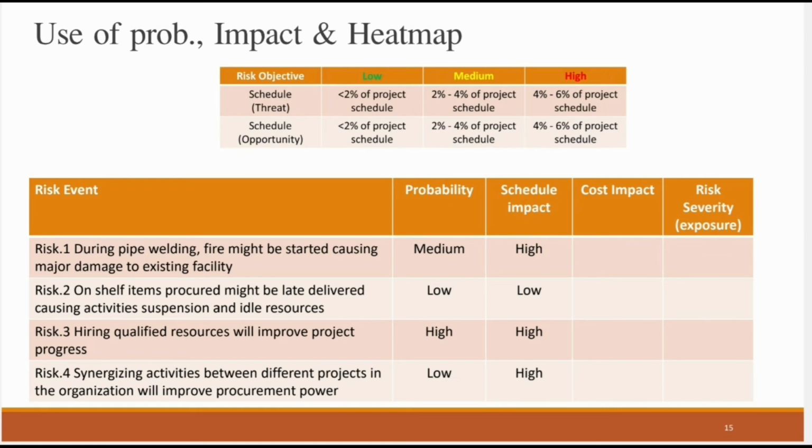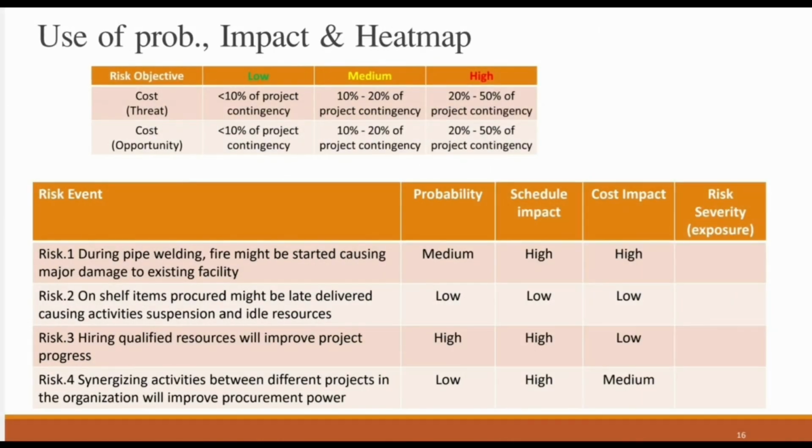Now let's see how it will be demonstrated for cost. We open the discussion again for the impact on cost, and risk 1 is during pipe welding. The impact is going to be high. Why? Because it costs us between 20 to 50% of our project contingency. If such a risk happens and a fire is started and we are damaging the existing facility, it will cost us between 20 to 50% of our contingency, and that's considered to be a high risk for us.